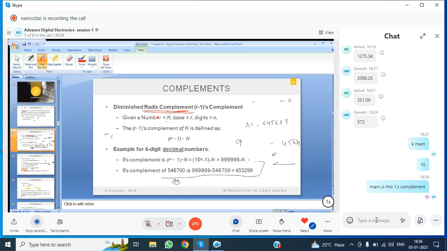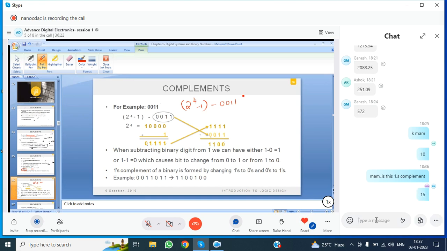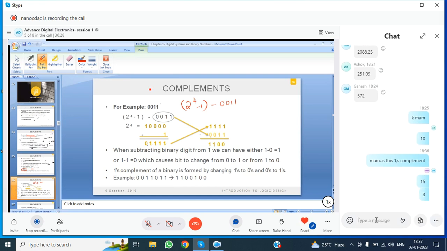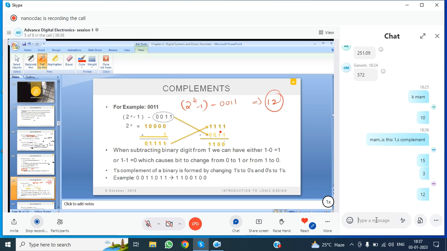Okay, diminished radix complement. So in this, if we take an example, 2 power 4 minus 1 minus 0011. Normally, what is the value of this? 2 power 4 minus 1 is 15. 15 minus 0011, and 0011 is 3. 15 minus 3 is equal to 12. So now if you see, 1100, this is 12, okay, 12.